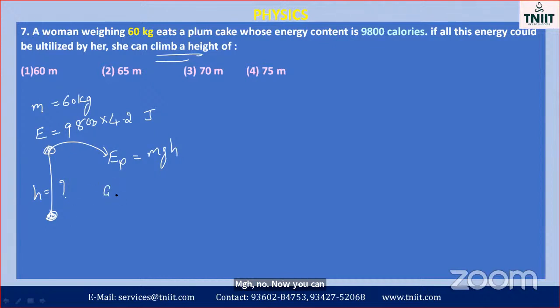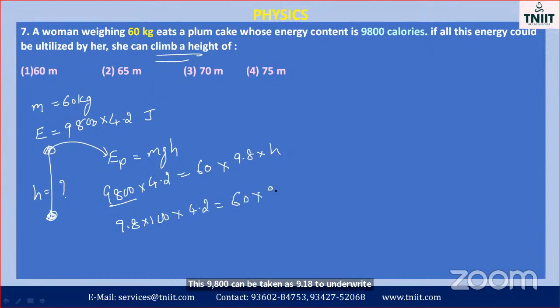How to calculate energy? You know that 9,800 into 4.2 equals mass 60 kg, g value I will take as 9.8, into h. This 9,800 can be taken as 9.8 into 1000. Can I cancel 9.8 and 9.8? Because of that reason I am writing 9,800 as 9.8 into 1000. Now 10 is also going to cancel out. You know that 10 into 4.2 is 42 by 6 is equal to h.